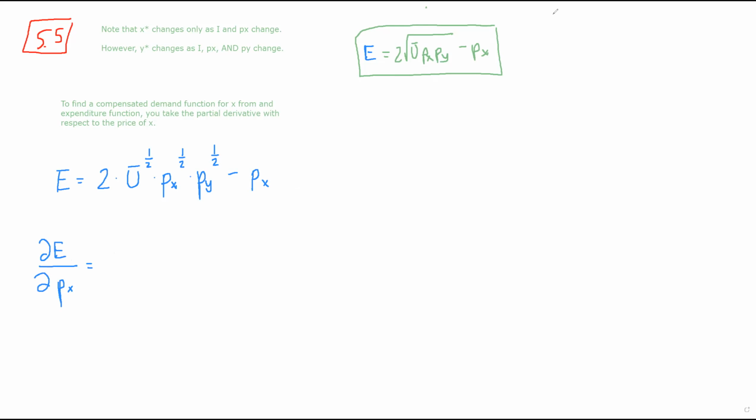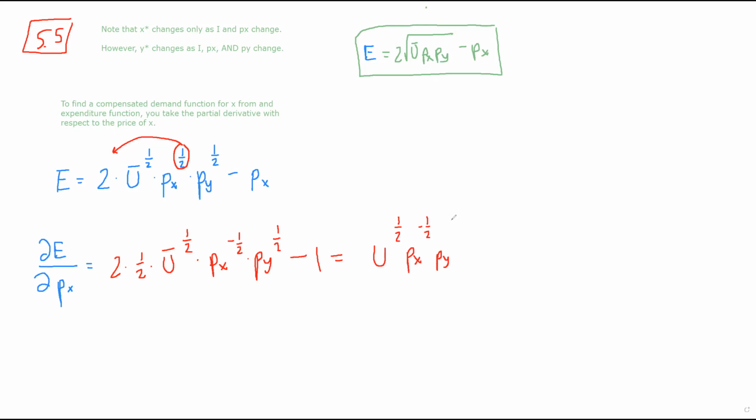What is the derivative of this guy with respect to the price of x? This power of 1/2 will come down in front. So I have 2 times 1/2 times u bar to the 1/2 times px to the negative 1/2 times py to the 1/2. And then the partial derivative of negative px with respect to px is 1. After a little bit of cleanup, this is u to the 1/2, px to the negative 1/2, py to the 1/2 minus 1. This is your compensated demand curve for x, sometimes denoted x to the power of c. It looks like x superscript c.